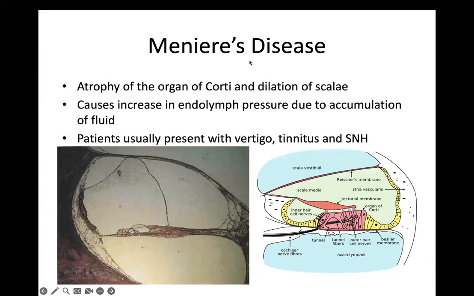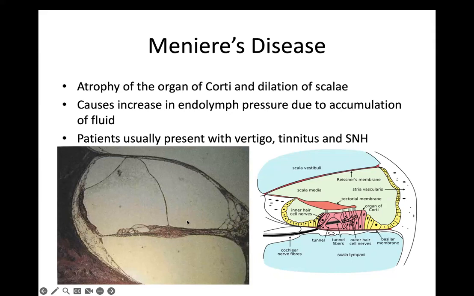Now, Meniere's disease. Meniere's disease is basically caused by the increase in endolymph pressure due to atrophy of the organ of Corti. So you can see here, the organ of Corti, usually it's in this area, and it's supposed to be a bit higher, a bit taller. But in here, it's atrophied.